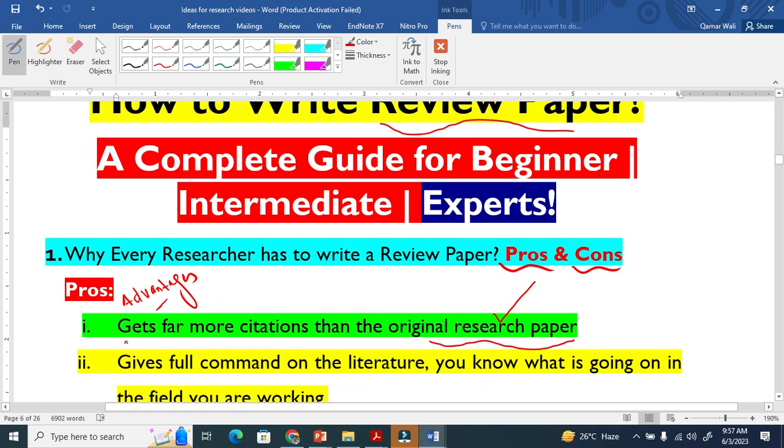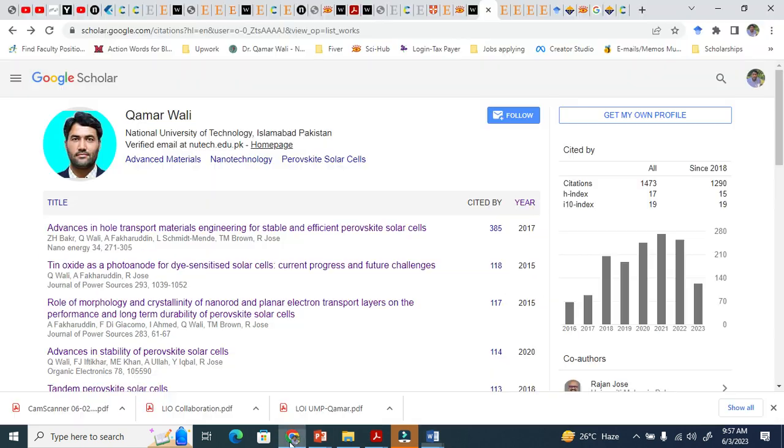So a review paper gives more citations. How? I already discussed this; this is my profile here. This first one is my review article. The second is also a review article. This is also a review article. So you can see that most of my citations come from review papers.